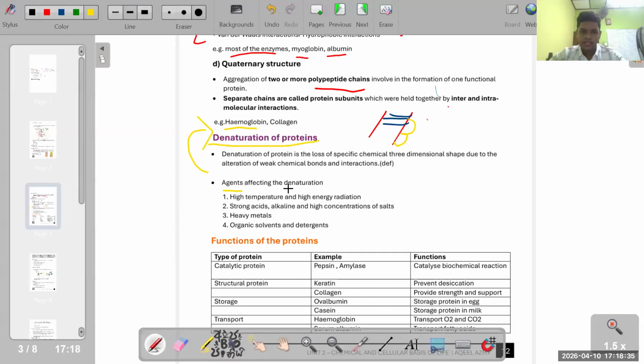So similar to that, here when the bond is present and high energy comes in, that bond's strength weakens. High temperature, high energy will weaken the bond. Strong acid, alkaline, high concentration of salt. Now when acidity increases, the bond also gets weakened. Why? Because there's an alteration.